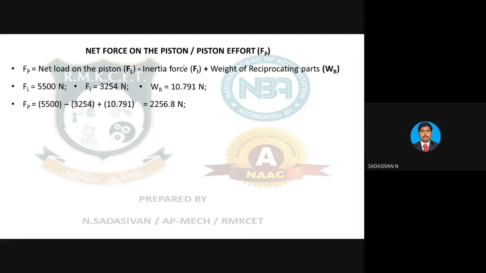People who are unable to follow and find the class a little bit fast, the PowerPoint is going to be shared after the class. Please do the problems in your notebook. So this piston effort is 2256.8. That is your first question. Net force on the piston or piston effort, both are same. So the first subdivision of the problem is over.